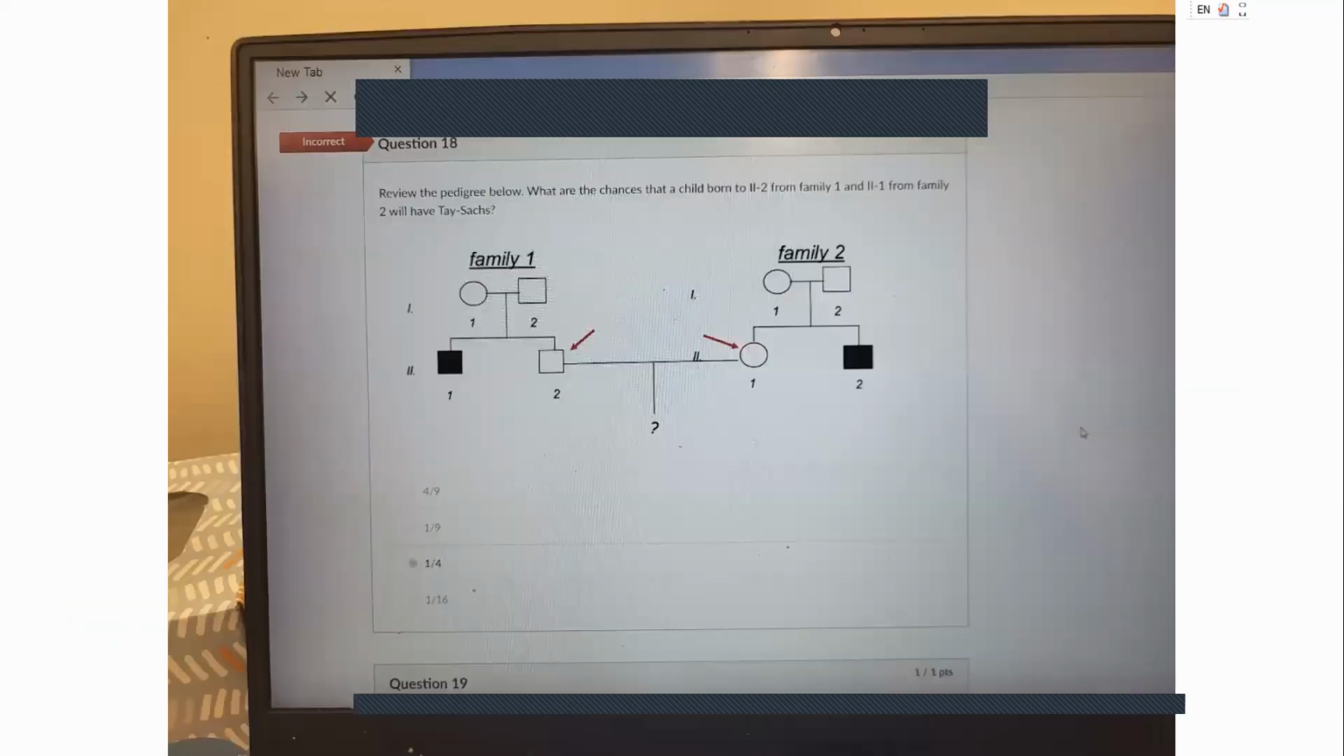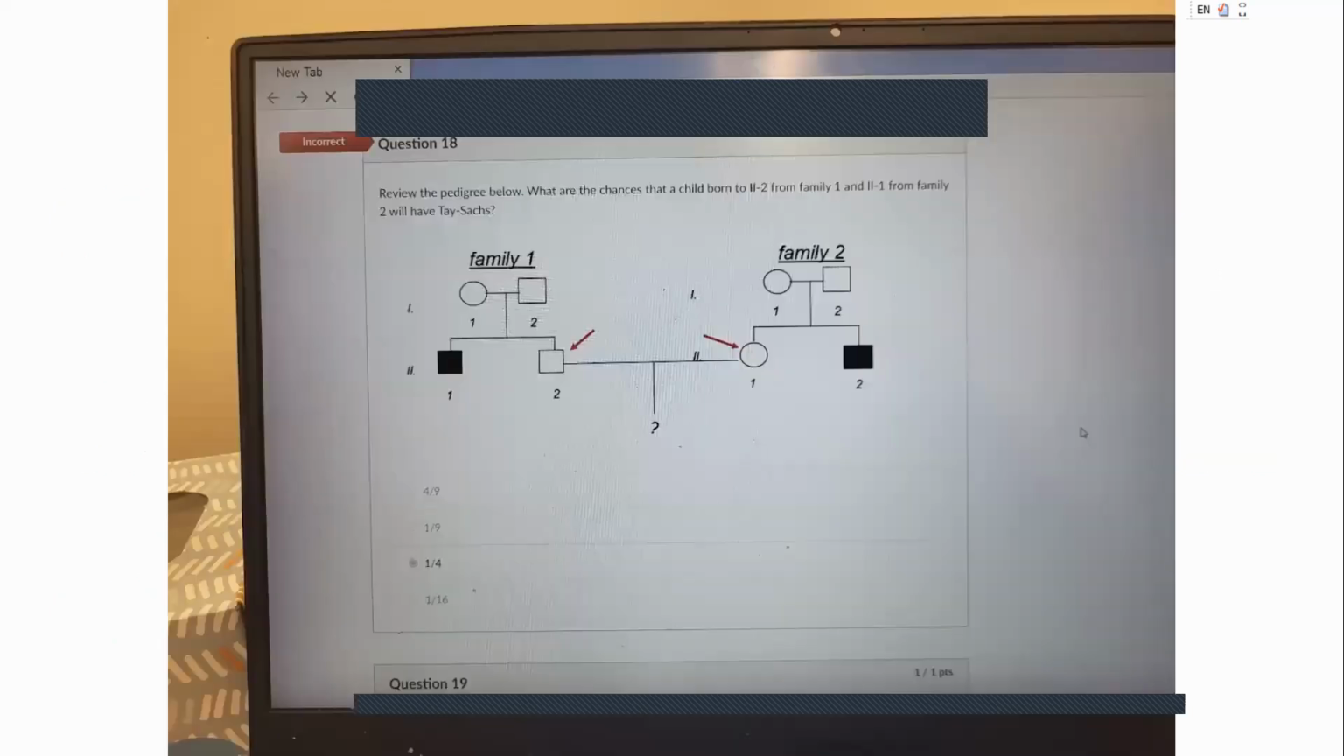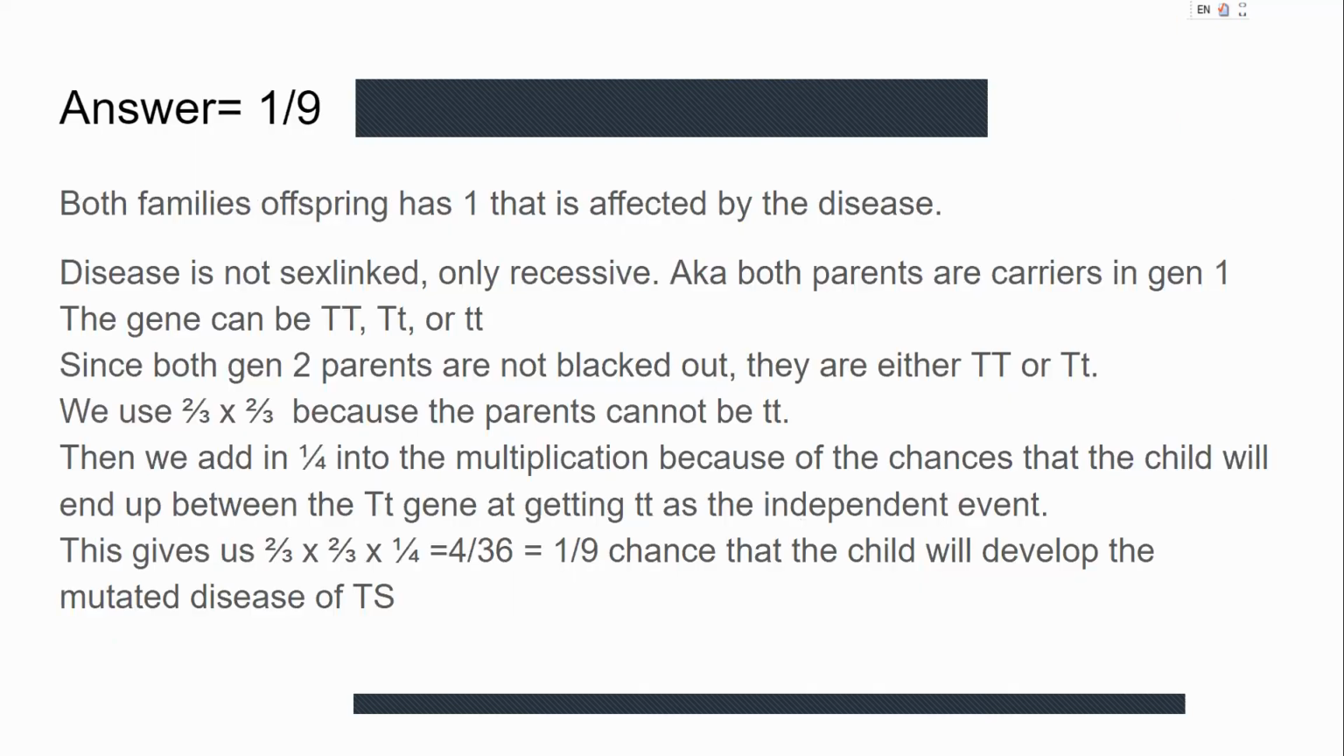The third question is asking us for the chances that a child born from generation 2 of family 1 and 2 will have Tay-Sachs. From the table provided, in generation 2, there is one child that does have the trait, which means that both of the parents in generation 1 have to carry the gene. It has to be heterozygous. Because both parents in generation 2 in question are not blacked out, they can either be homozygous for no mutation, or they could be heterozygous for the trait.